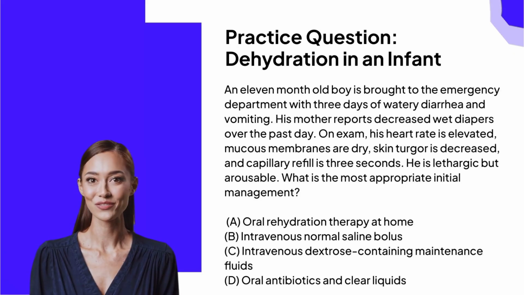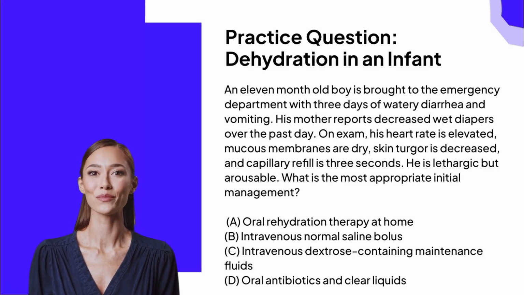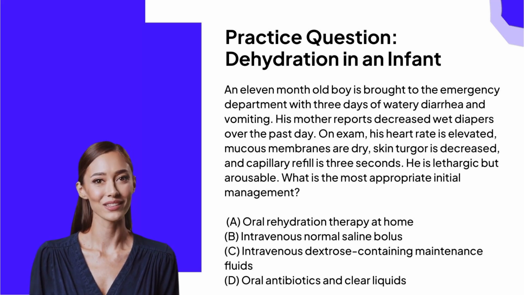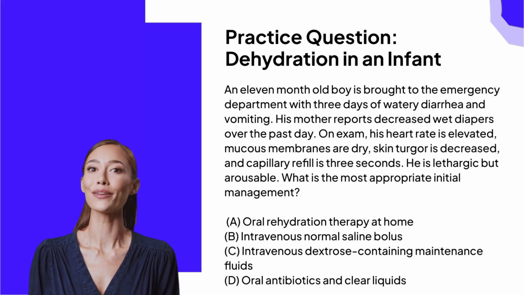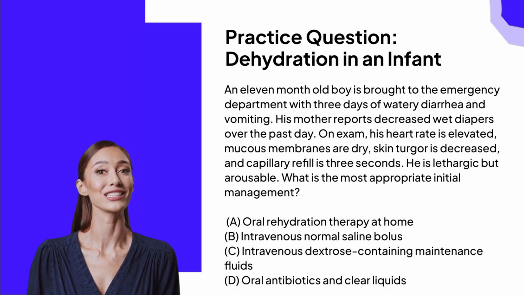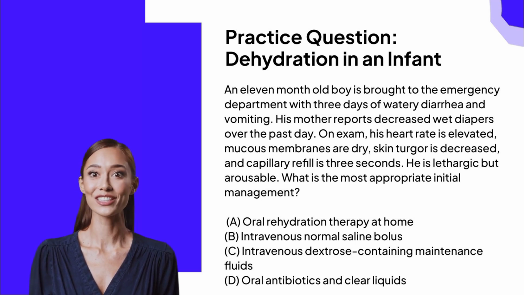Let us work through our first practice question together. Read this stem carefully. We have an 11-month-old boy with 3 days of watery diarrhea and vomiting. His mother reports decreased wet diapers. On exam, his heart rate is elevated, mucous membranes are dry, skin turgor is decreased, and capillary refill is 3 seconds. He is lethargic but arousable. The question asks for the most appropriate initial management. Take a moment to think about what pattern you are recognizing here before we go through the answer choices.